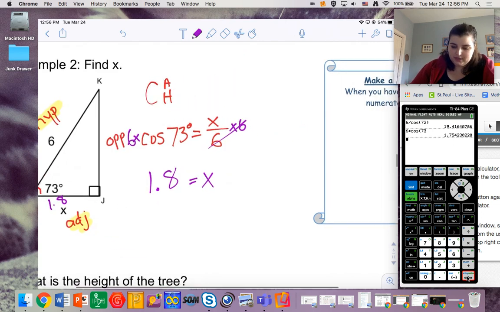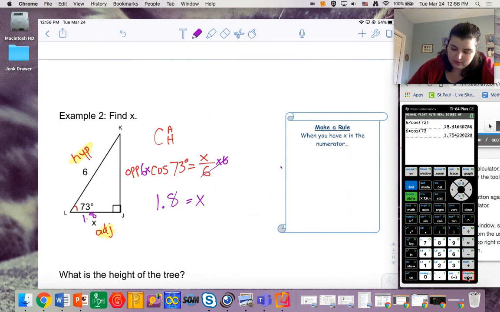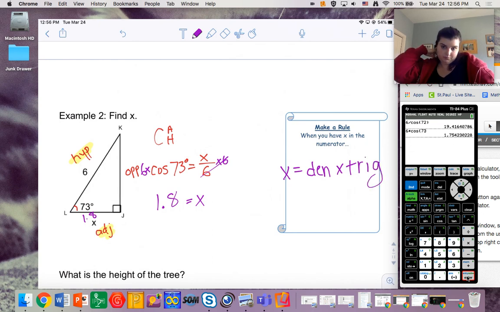So what we did here is we said, okay, x is equal to the denominator times the trig portion of the equation. Okay. So you can write that all out however you like. Okay.